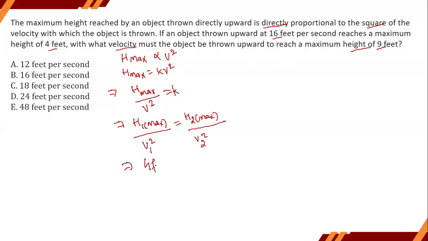So 4 feet. What is the initial velocity with which this object reaches the height of 4 feet? That is 16 feet per second. So that means we have 16 feet per second, right? This is whole square, right? Is equal to, now h2 is 9 feet here, right?